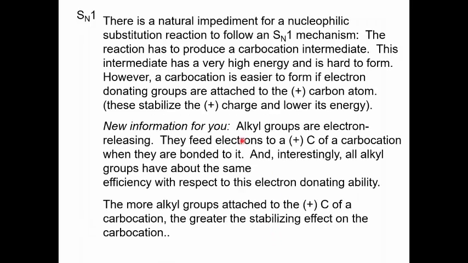Let's now discuss the SN1 mechanism. There's a natural impediment for a nucleophilic substitution reaction that follows an SN1 mechanism. The reaction has to produce a carbocation intermediate. This intermediate has a very high energy and it's hard to form. However, a carbocation is easier to form if there are electron donating groups attached to the positively charged carbon atom of the carbocation. That's because such groups will stabilize the positive charge and lower the energy of the carbocation.